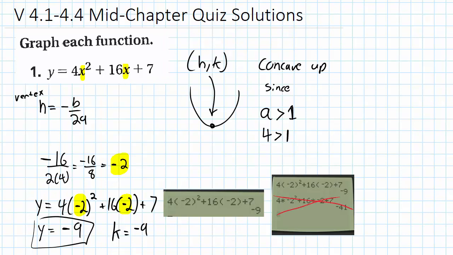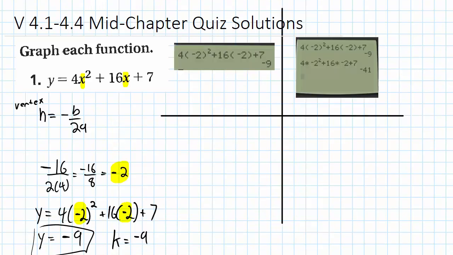And so I can look, and you want to be careful, make sure that when you put the negative 2, you put it in parentheses. It's bad if you don't put those parentheses. You could get a completely wrong coordinate for the vertex. So just plot where that is, and I'll show you a little trick.